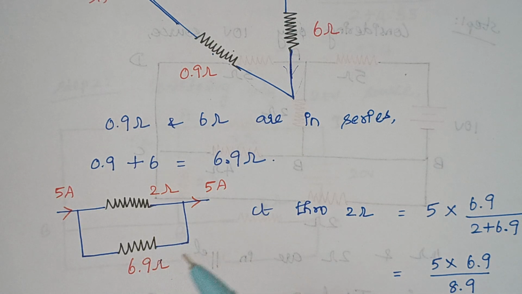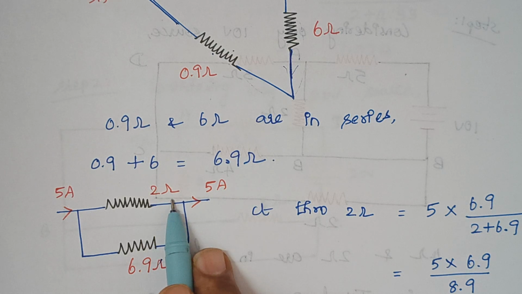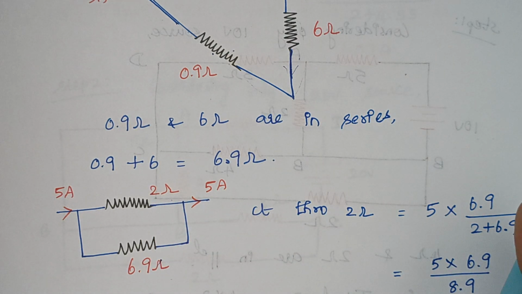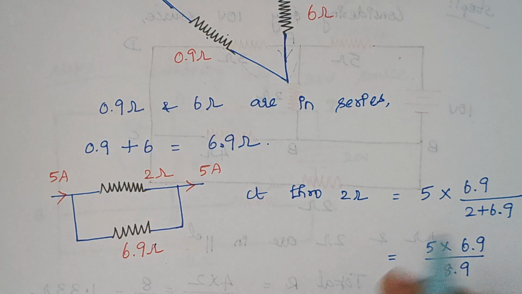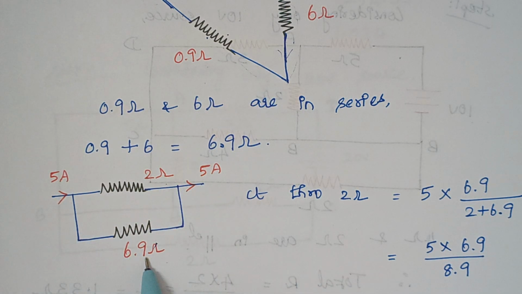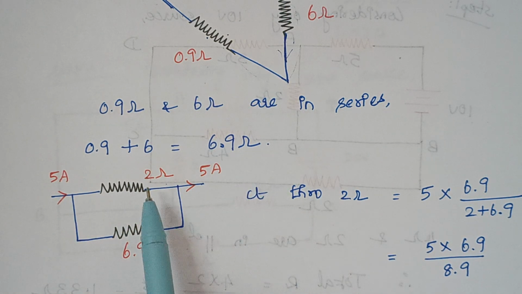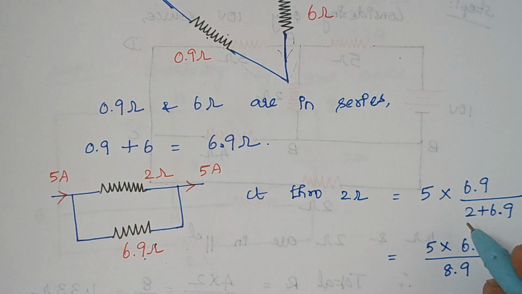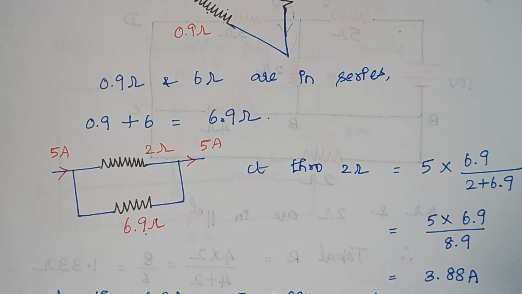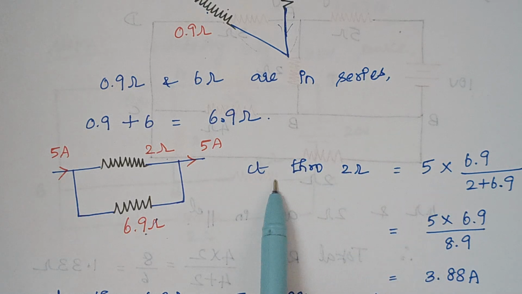Right. Now again by using the current division formula, we are calculating the current that flows through this 2 ohm resistor. Right. So again the formula is total current into opposite resistance divided by total resistance. Here 2 plus 6.9. So that gives the answer as 3.88 amps. Right. But what we actually need? We actually need the current that flows through this 1 ohm resistor. Right. So let the current flowing through this 2 ohm resistor is calculated as 3.88.